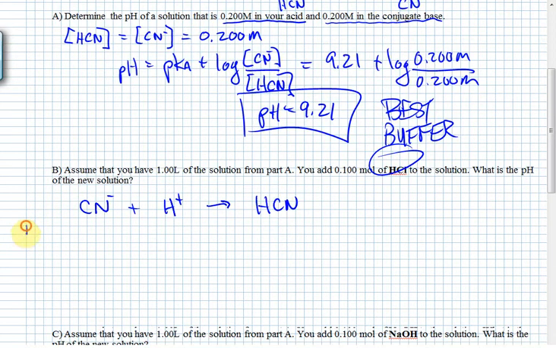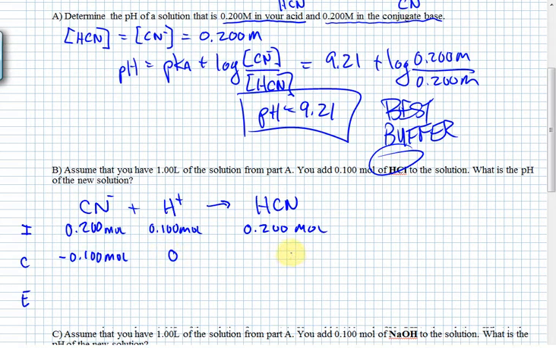How do we work that out? Well, we just set up a little table, similar to an ice table. I started out with 0.200 moles of CN. Again, a 0.2 molar solution in 1 liter, that's 0.200 moles of the base. I have a corresponding 0.200 moles of the acid. I've added 0.100 moles of strong acid. The reaction that's going to happen is I'm going to lose 0.100 moles of my base as it reacts with the acid.